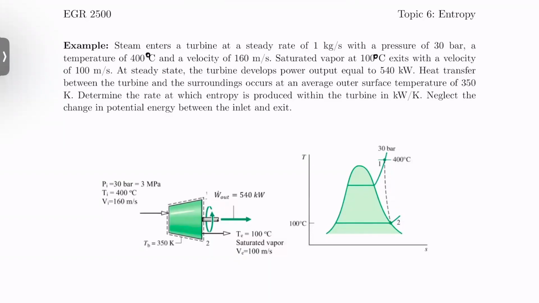Okay. So let's kind of mark up what we have in this problem here. So we have steam entering the turbine at a steady rate. So we have the word steady rate here, and then we're given some information. So we have 1 kilogram per second. All right, so this is m dot. And we're also given that we have a pressure of 30 bar. So this 30 bar is P_i.